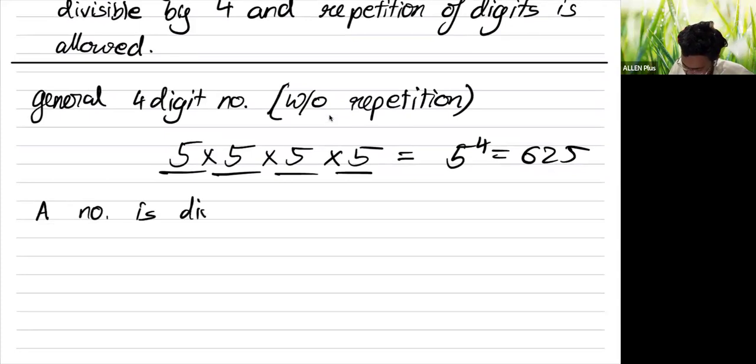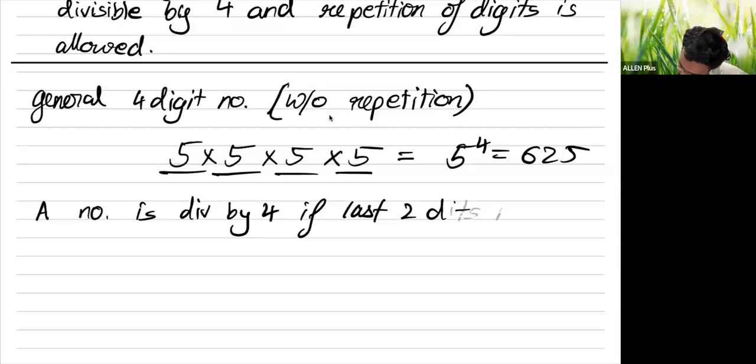So then now we have the condition: a number is divisible by 4 if the last 2 digits are divisible by 4.